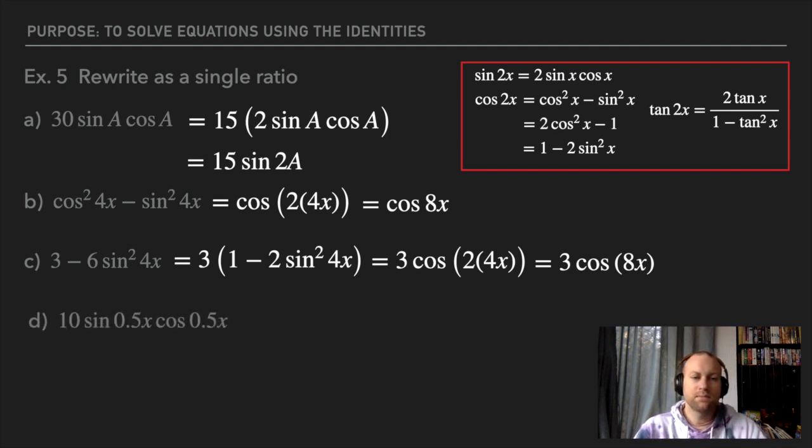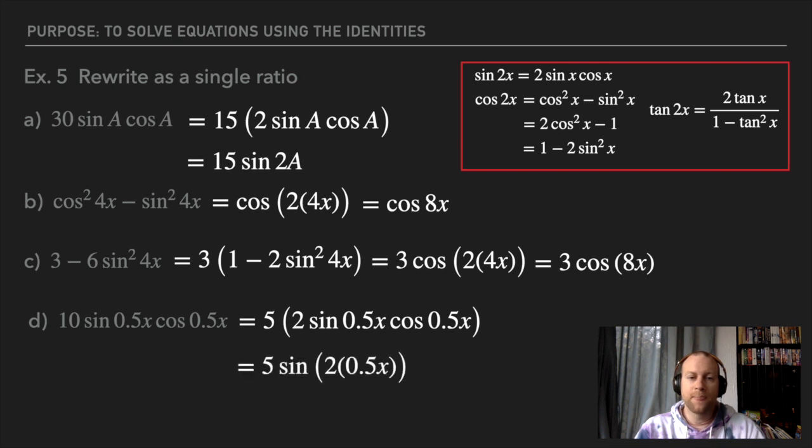So 10 sine half x cos half x. This one looks very much like the first one again, but let's factor out a 5 to make it even better. So 2 sine 0.5x cos 0.5x. Again, what I want to do is double what I have in this equation to give me a double angle. So I'm going to double 0.5x, which just gives us x. So here's how we would use these identities to put everything into a single ratio.